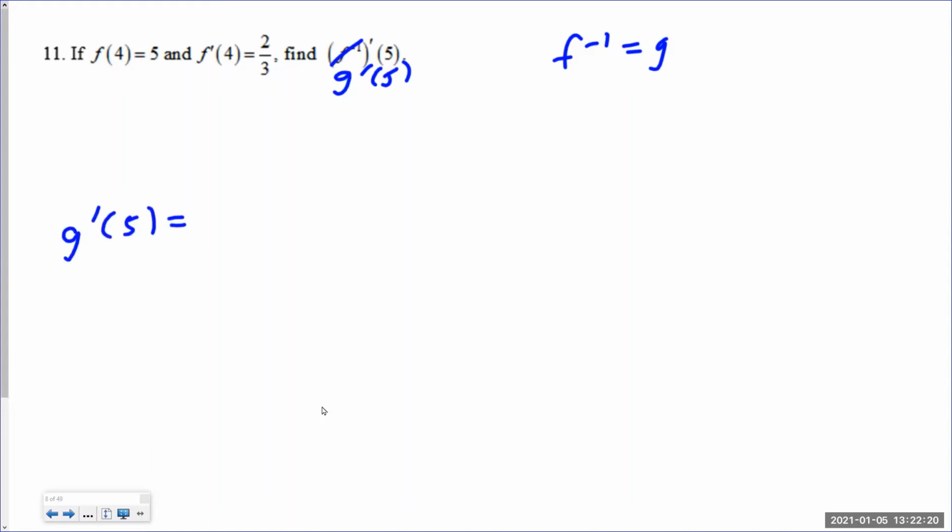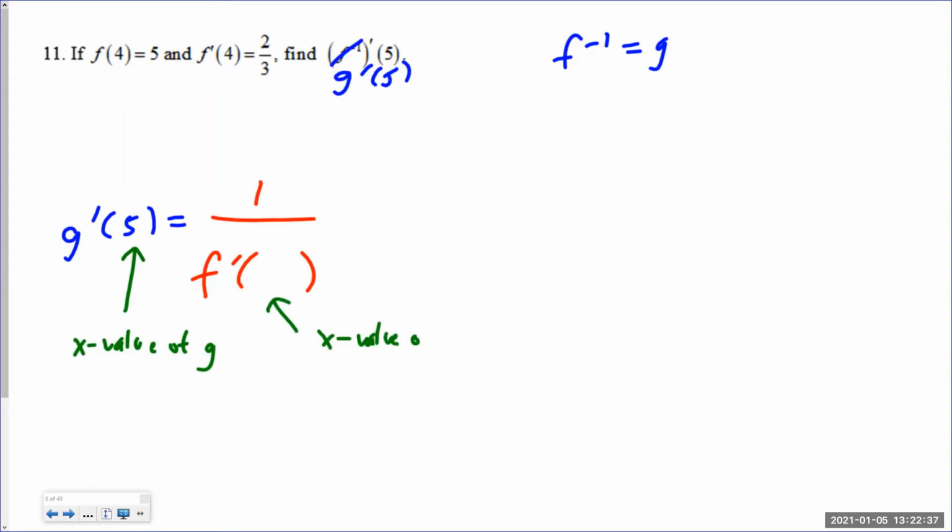Okay, write your formula, guys. What's the formula? 1 over f prime, right? Okay, this right here is the x value of which function? G, right? Okay, I'm looking for the x value of which function? F. All right, go look on the side of your paper, draw a little micrograph, okay? I know the x value of my G, but if I know the x value of my G, I also know the y value of my what? My F.